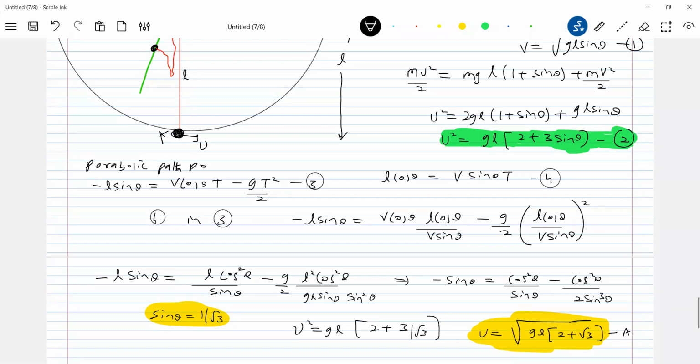Now similarly, I can also ask you what speed you should project so that it will pass through the point of projection or somewhere at any point. So I can ask you any specific point, but overall I think you have to bring together the condition to leave the circular path and also the projectile motion.